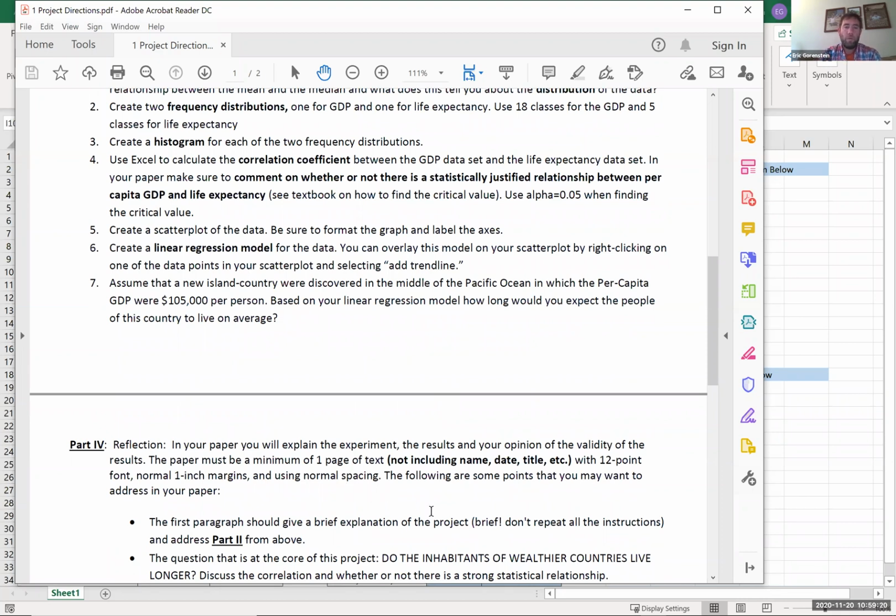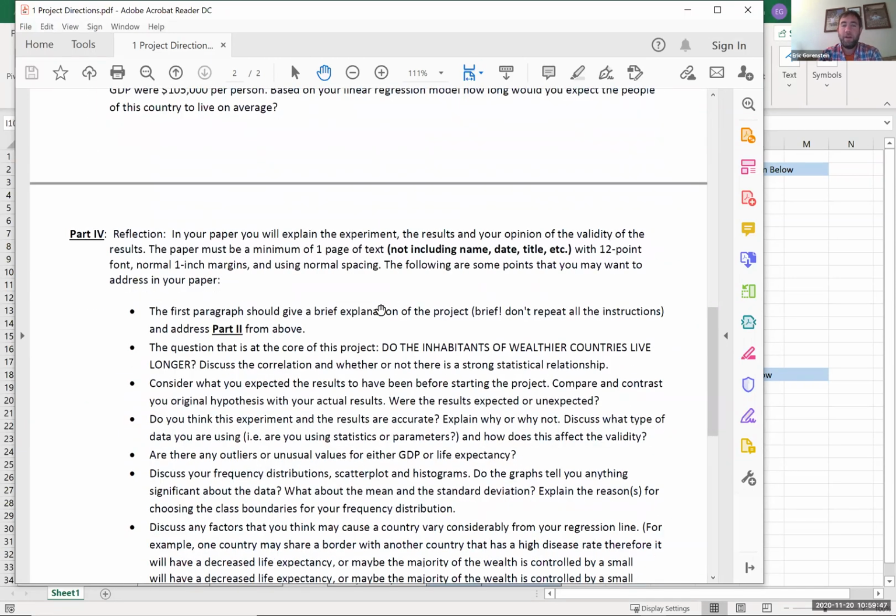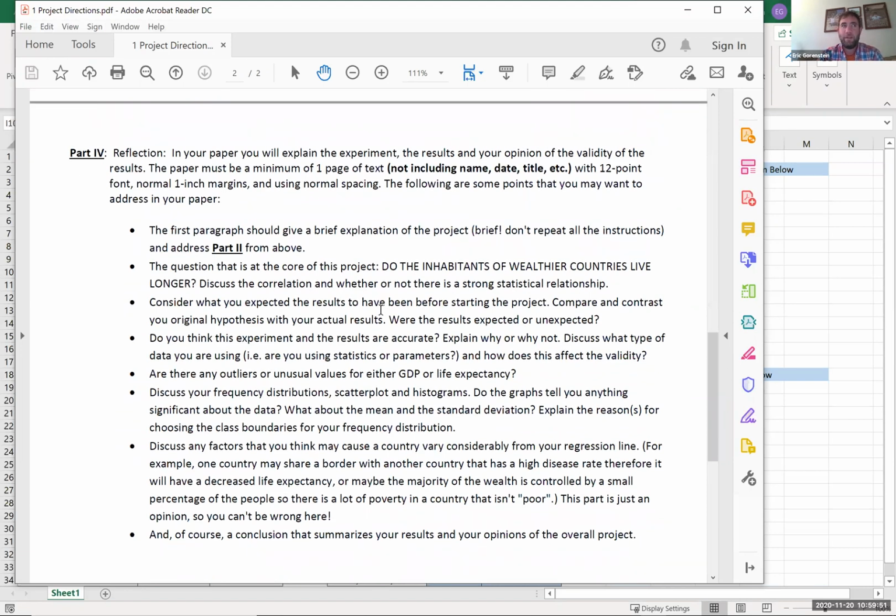So the paper must be a minimum of 1 page. That does not include the top where you have my name and your name and the date and the class and the title, all that stuff at the top of a paper, that doesn't count. That 1 page of text begins when you start your opening paragraph. You're not going to have to worry about filling a page. 1 page, single spaced, 12-point font. You're not going to worry about filling a page because it's going to be very difficult to answer all of these questions without going over 1 page.